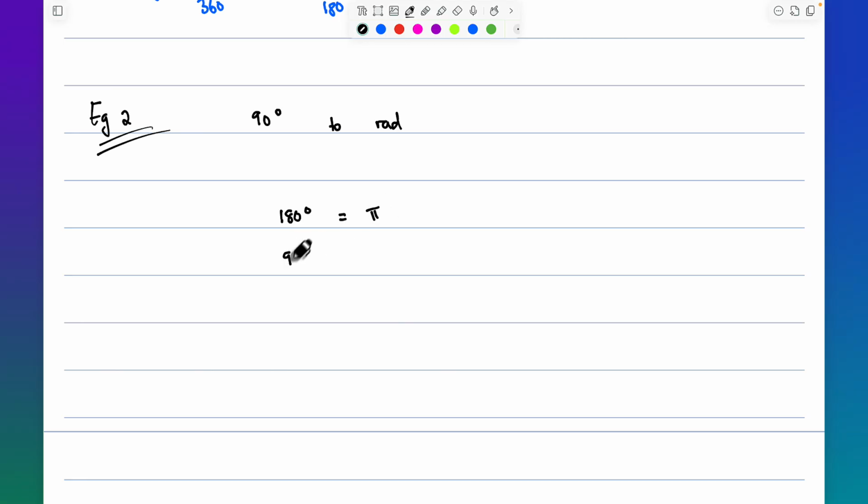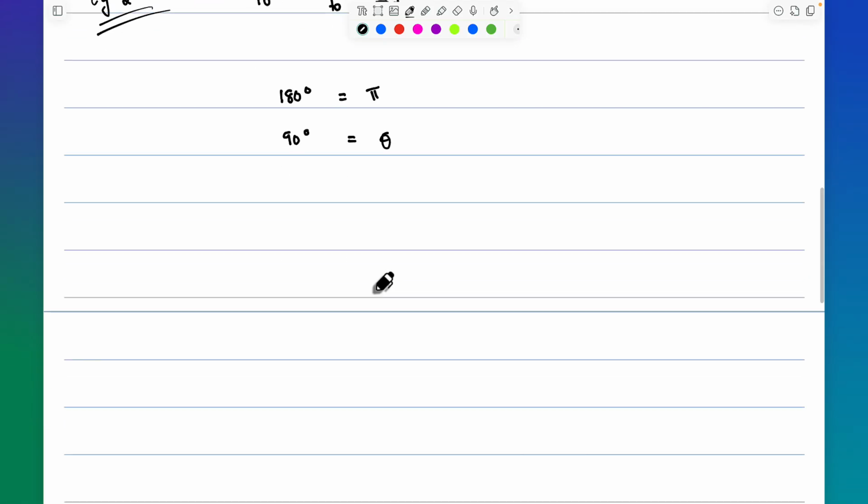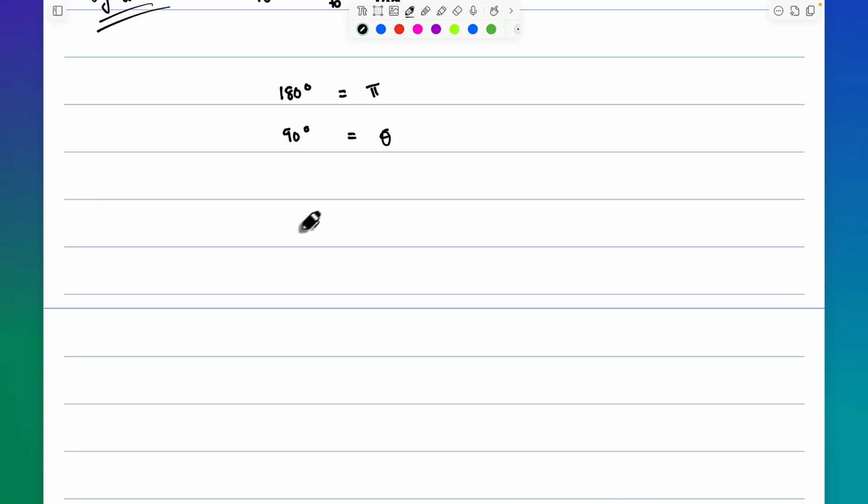So what's the radian version of 90? We're going to call this theta. So what we've just said is, you're going to say, okay, pi over 180 is the ratio of radian to degrees. So this is your radian to degrees for this conversion, for these two equivalent ones.